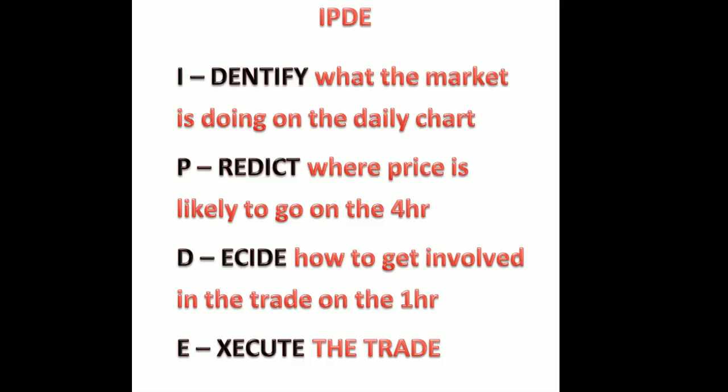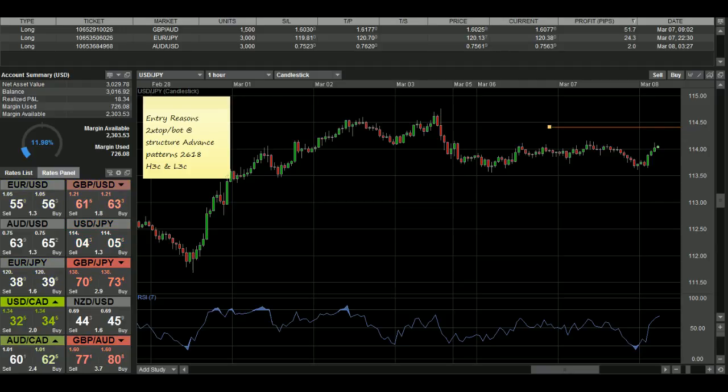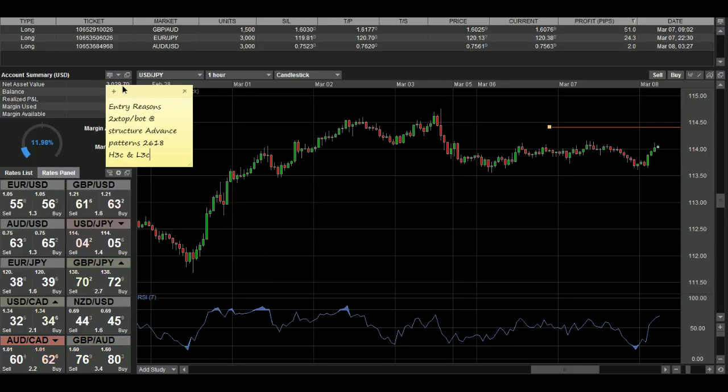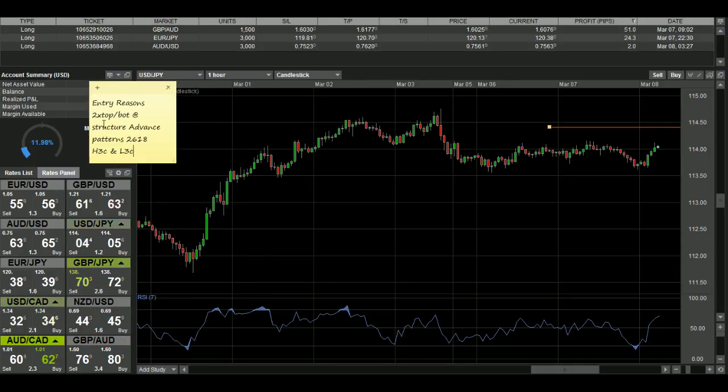Let me see if I can bring this over here. Share my screen. Okay. So here on this little note, I have entry reasons. My entry reasons are the double tops and bottoms at structure level, advanced patterns, 2618, a higher high, higher close, and a lower low, lower close. So as I make my way around the markets, that's what I'll be looking for as entry reasons.